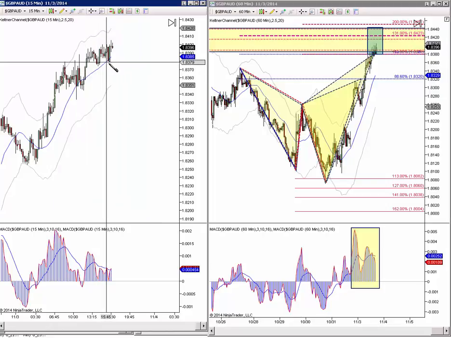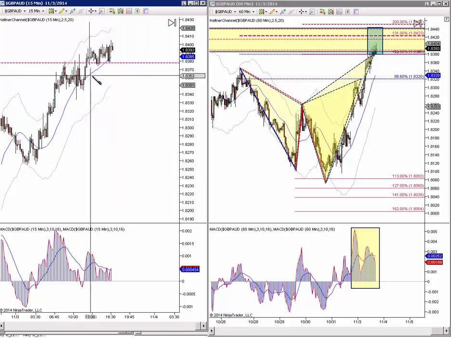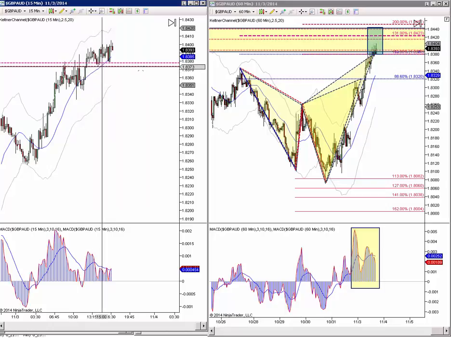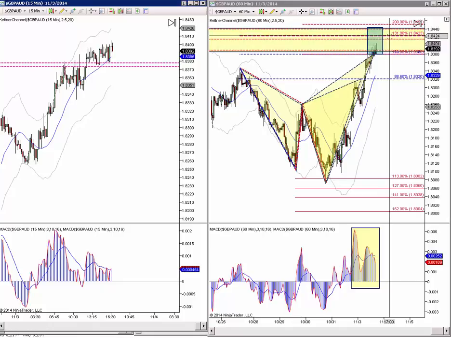I would like to see prices lose this area. So a couple things can be done in this area. If you want to take a risk in this zone versus your stop up here, small risk, there's nothing wrong with that, okay? You can just do that.